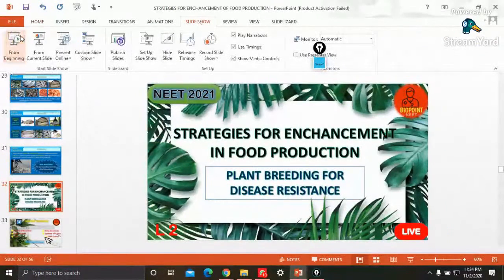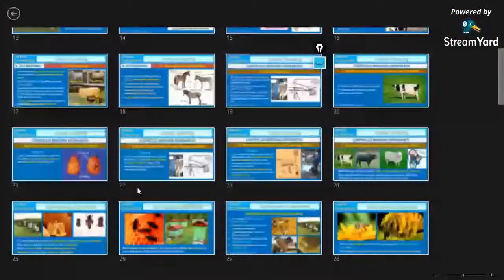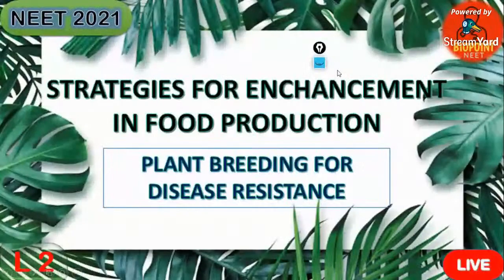Good morning, everybody. Good morning, and welcome to yet another supremely amazing lecture on the same chapter of class 12 that we were constantly dealing with from yesterday onwards, that is, strategies for the enhancement in food production. And today we are going to deal with a brand new topic of the chapter, that is plant breeding for disease resistance. Clear? Let's move on.